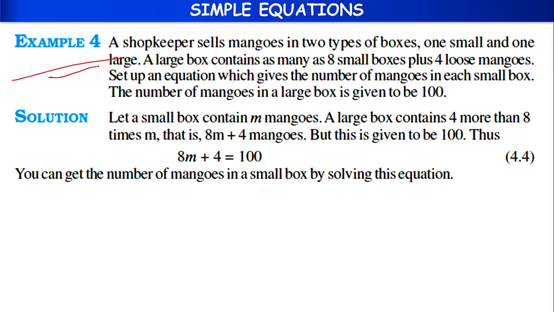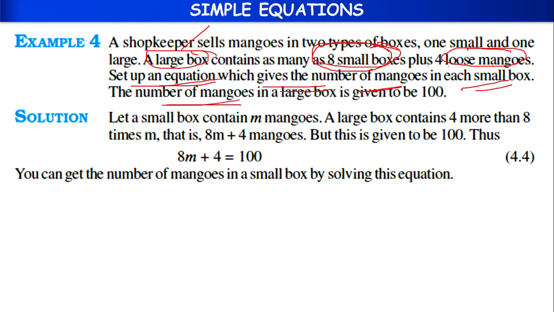Next one, example 4. A shopkeeper sells mangoes in 2 types of boxes. One small box, one large box. Large box contains as many as 8 small boxes plus 4 loose mangoes. So set up an equation which gives the number of mangoes in each small box.